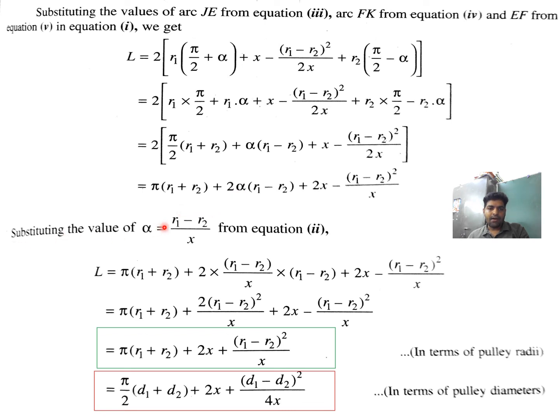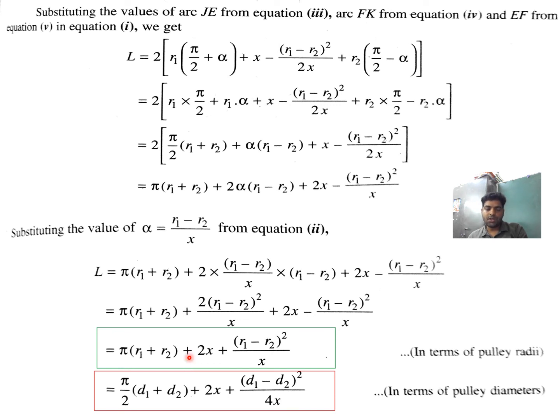Here I put the value of alpha equal to (R1 minus R2) by x, and in the last I got the length of the open belt drive equation, that is pi into (R1 plus R2) plus 2x plus (R1 minus R2) whole square divided by x. This is the expression for the length of the open belt drive in terms of radius.